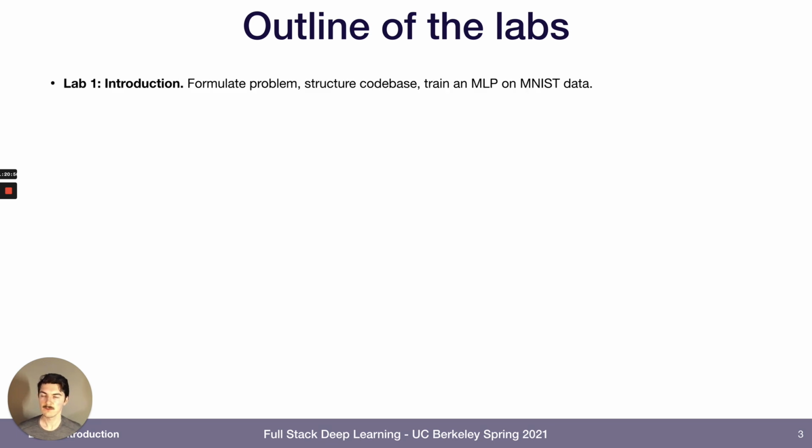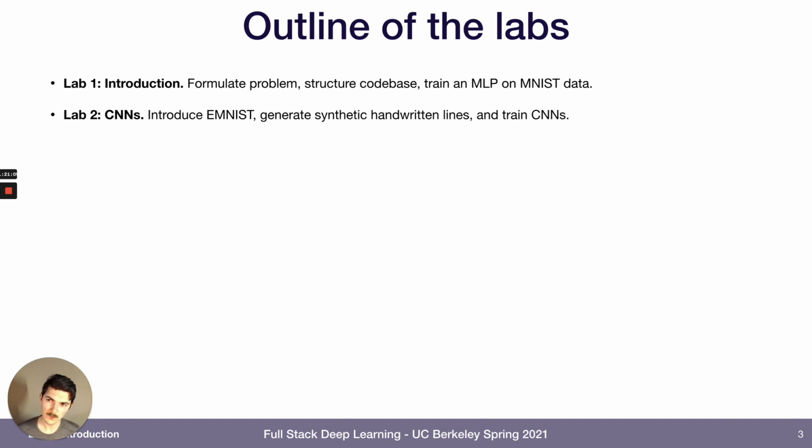In more detail, today we're going to do the introduction, formulate the problem, look at the structure of our code base, and then simply train an MLP on MNIST. Next week, we're going to introduce CNNs and a new data set called EMNIST, extended MNIST, which contains letters as well as digits. We're going to generate synthetic handwritten lines using that data set, and train CNNs for the purpose of recognizing characters, but also entire lines.